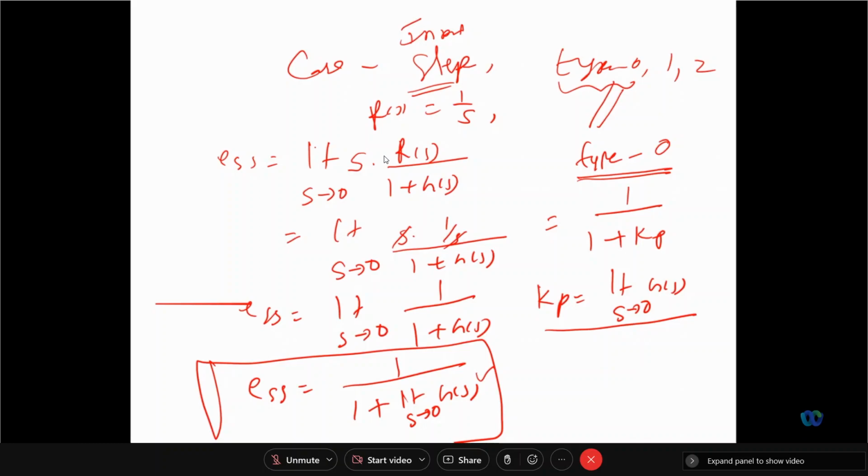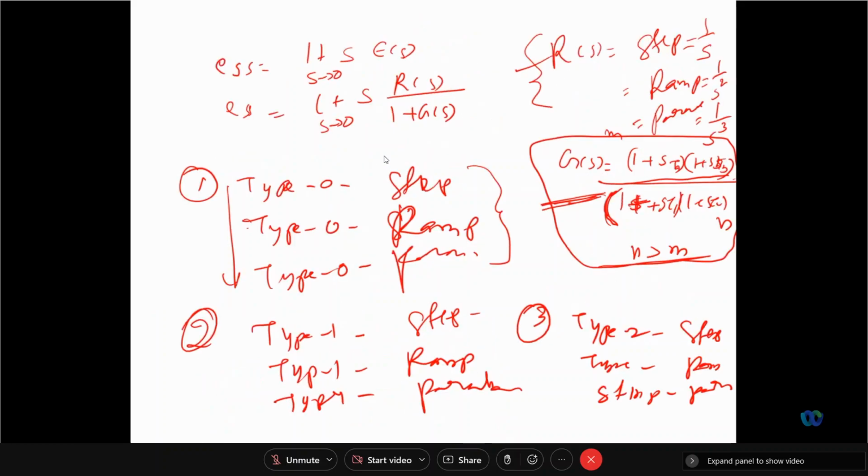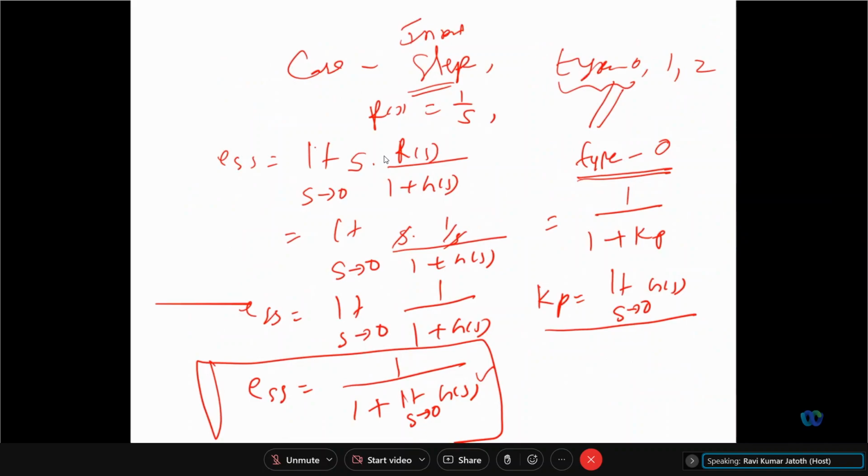You understood the point. G of S is of this form. Type 0 means there is no S term. If I add S here, then that is called type 1. I'm not adding any S here means type 0. So if it is type 0, what would be the Kp? Kp is 0 or infinity?